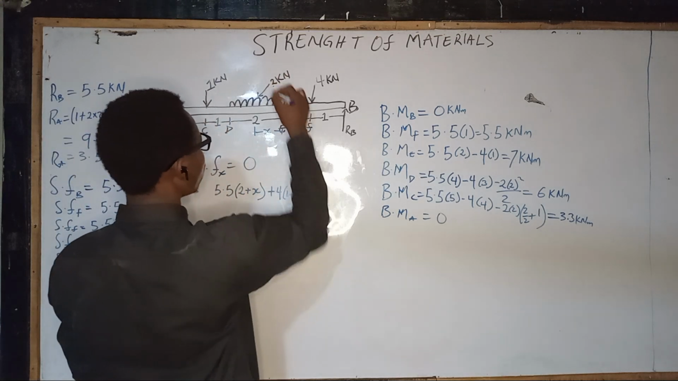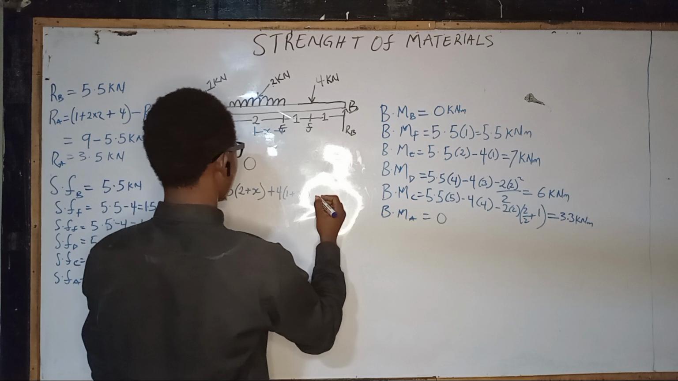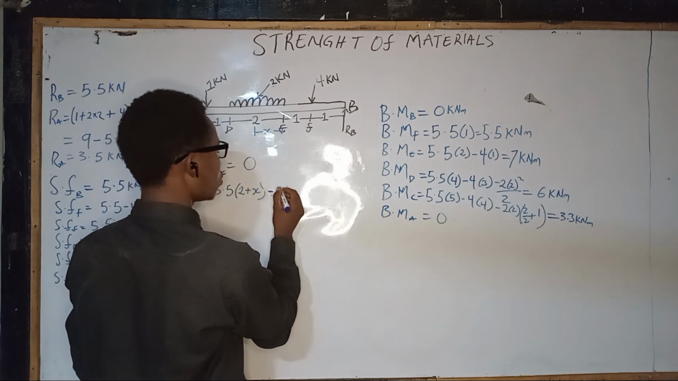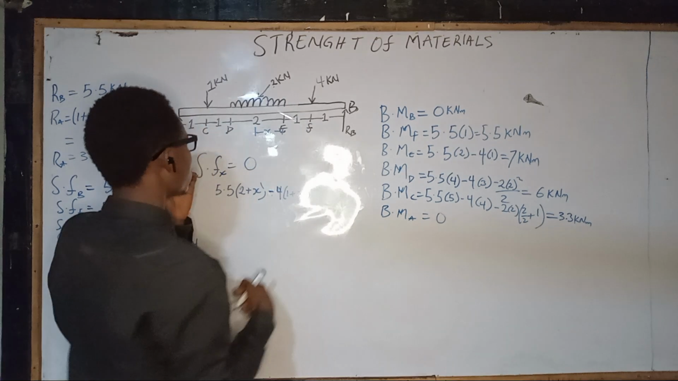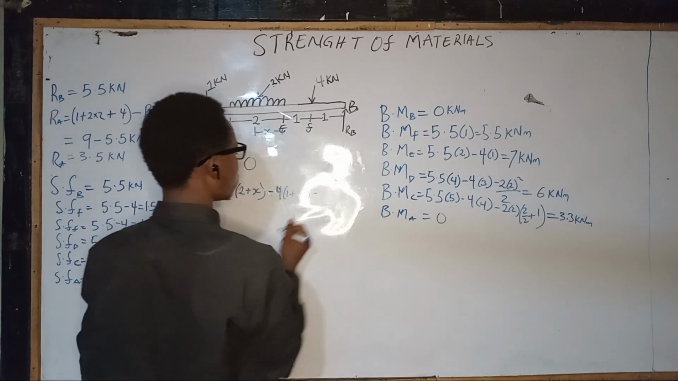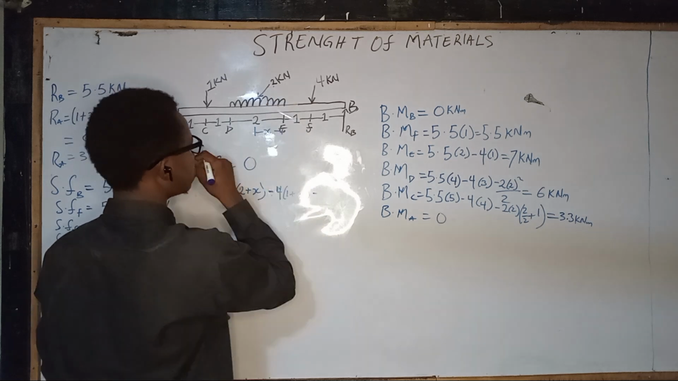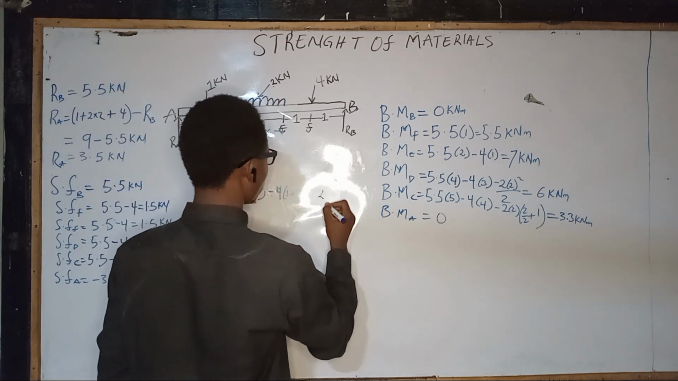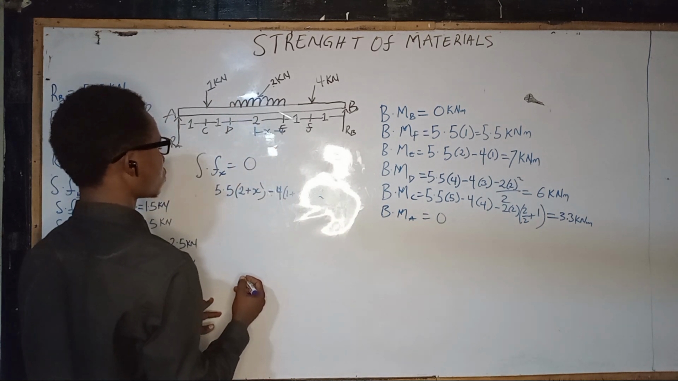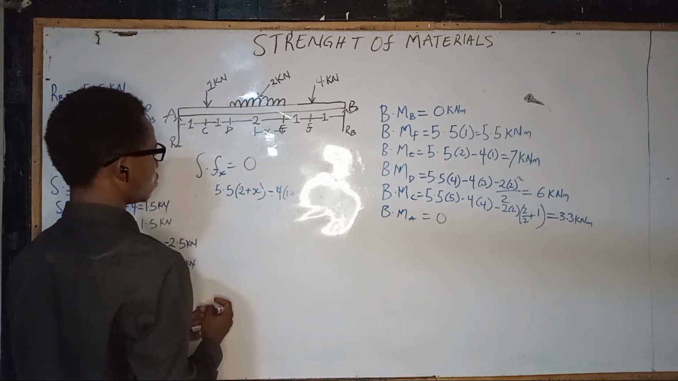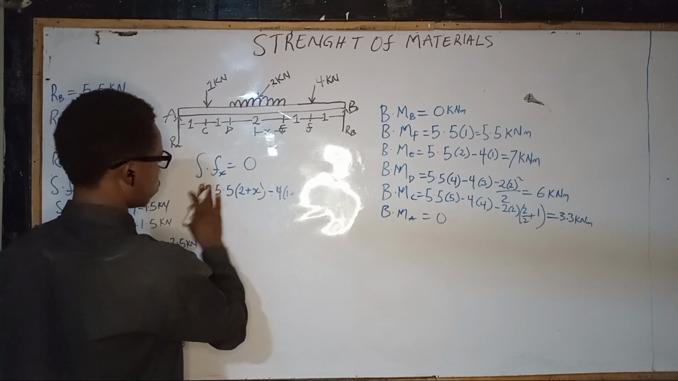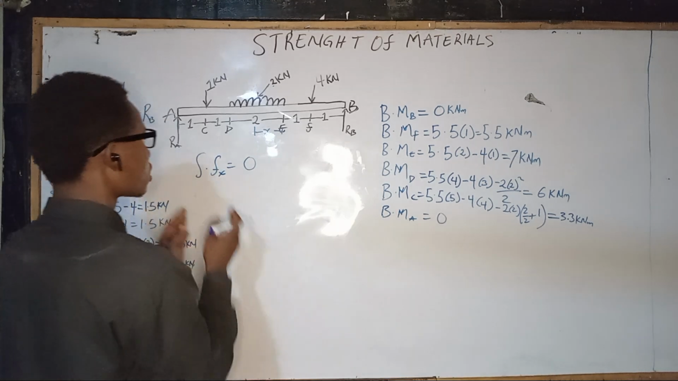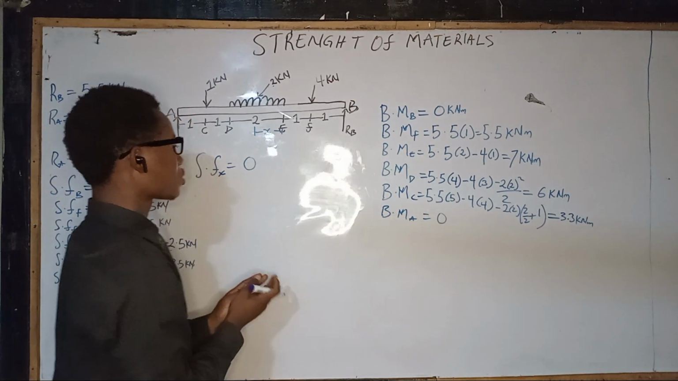Then we also have from here, no, it's also 5.5. This one will be negative, since it is pointing downward. We have minus 2 times, this is shearing force. This is not the shearing force. We are calculating for bending moment. Calculating for shearing force, we are only going to be considering the force.